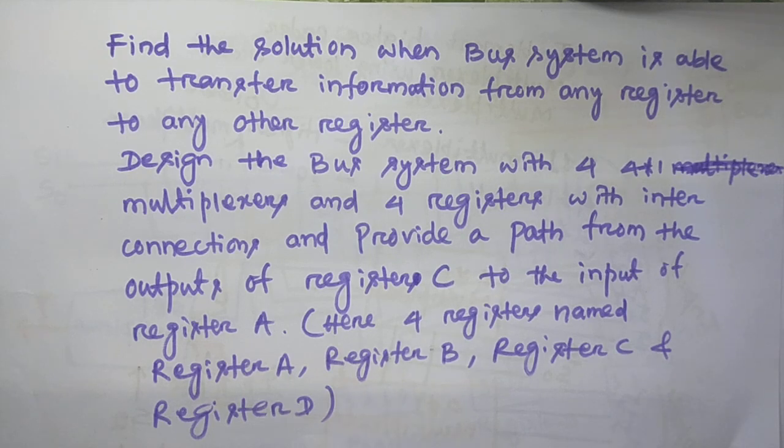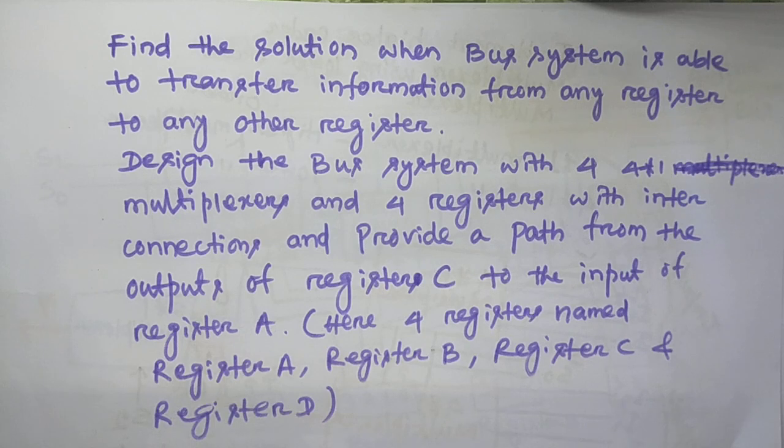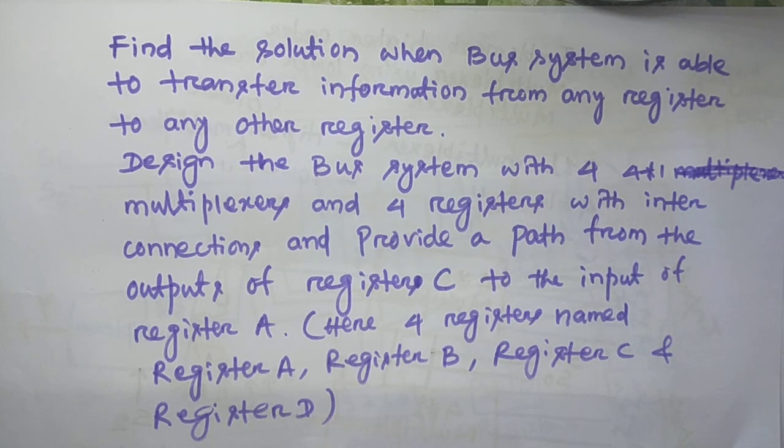Based on that, the total bus system we have to create, and they will connect the internal connection, the interconnection, and provide the path from the output of register C to the input of register A. Suppose we consider 4 registers: register A, register B, register C, register D. Then the output of register C is considered as the input of register A. How will it be designed?